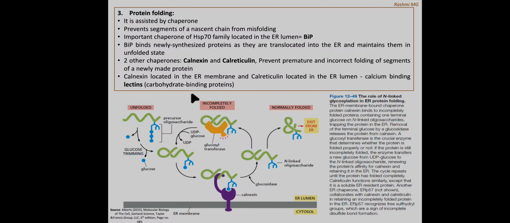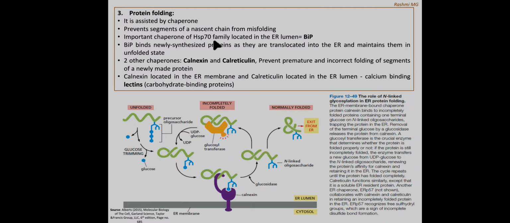Next, protein folding. It is assisted by chaperones. This protein folding is the major function of the ER. Let's see how it happens. It prevents segments of the nascent chain from misfolding. So folding of a protein happens to be a major event for the functioning of that particular protein.